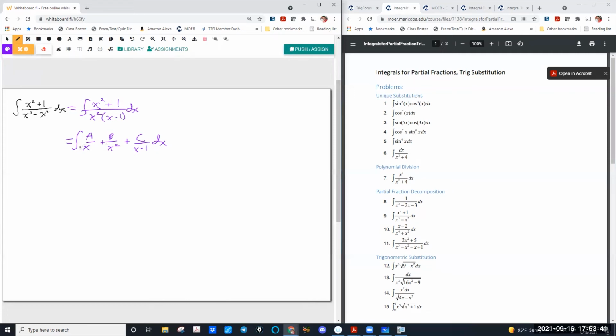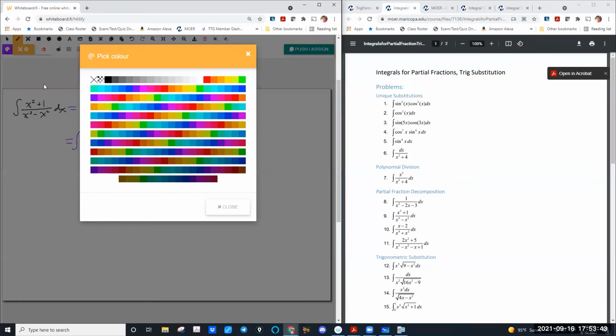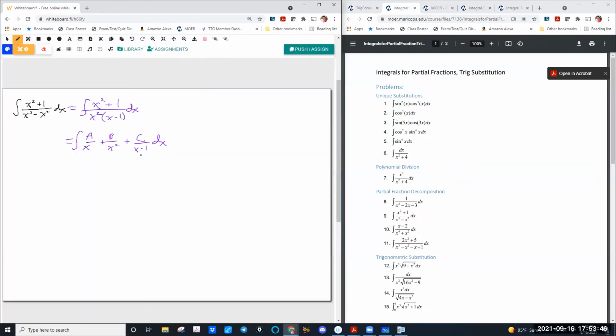Okay, let's talk about setting up our system. Like I said, I'm going to show you the way that I like to do it. It's a little quicker than what we did in the last one. So each of these has to be multiplied by what it needs to make the common denominator. Here's the common denominator right here. So what does a need to be multiplied by? It needs to be multiplied by another x and x minus 1. I'm doing the same thing we did last time, just in a more condensed fashion.